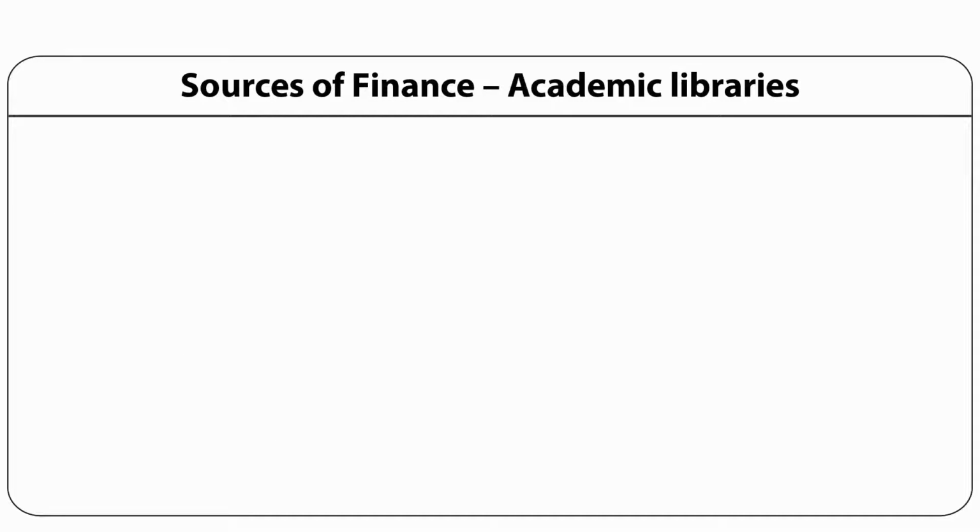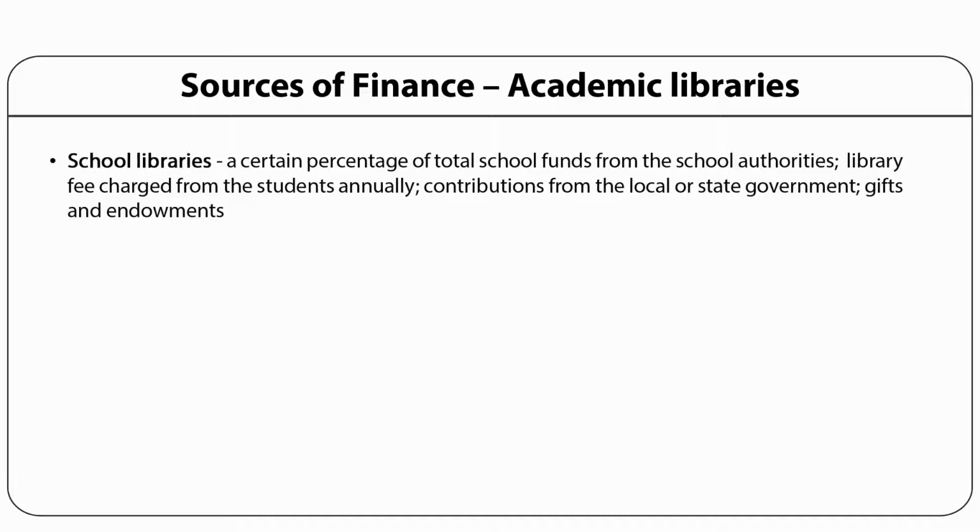Sources of finance for academic libraries. Academic libraries can be school libraries, college libraries, or university libraries. And the sources of finance for each category of academic libraries differs. For example, for school libraries, the sources are a certain percentage of total school fund from the school authorities given to the school library. Then students are annually charged library fee, which goes towards the well-being of the school library, and also contributions from the local or state government are another source.